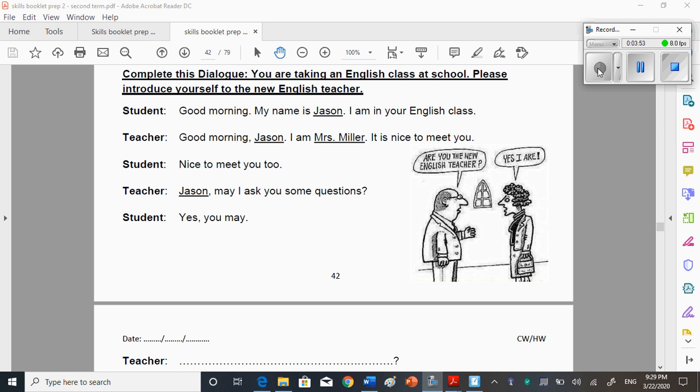On page 42, complete this dialogue. You are taking an English class at school. Please introduce yourself to the new English teacher. So we have a dialogue between a student and the new English teacher. Let's see. The student said, good morning. My name is Jason. I'm in your English class. The teacher: good morning, Jason.